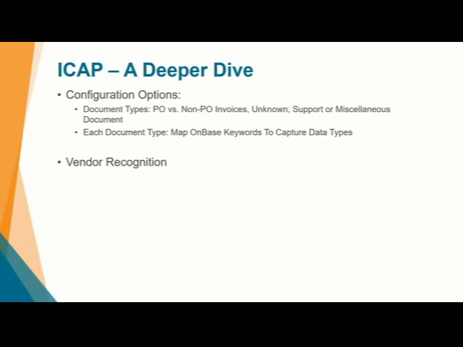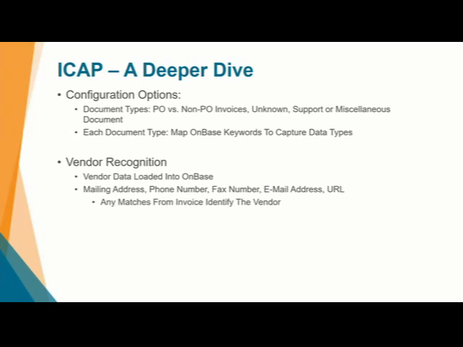That vendor recognition, again, is a key piece to this. We're going to have to take a vendor extract from your ERP system and load that into OnBase. And that can be scheduled. That can happen on a periodic basis. Let the systems just communicate with each other, where we need at minimum some mailing address information, some phone numbers, if there's a fax number associated with that vendor, any email addresses, URLs, any of that information that we might see on the invoice.